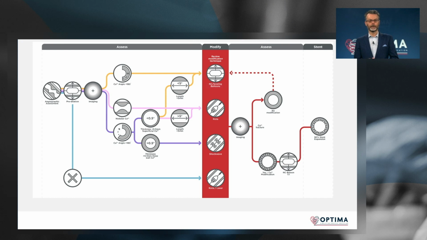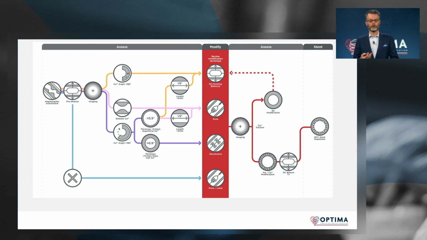So let's have a look at this calcium algorithm for a second and understand where we are with this patient. So first of all, we've opened the artery. We understand what the angiogram looks like. We've done some imaging, and the imaging has identified both eccentric and concentric calcium. And we're suggesting that the initial therapy with high pressure NC balloon has failed to expand this lesion. So what's the next step?